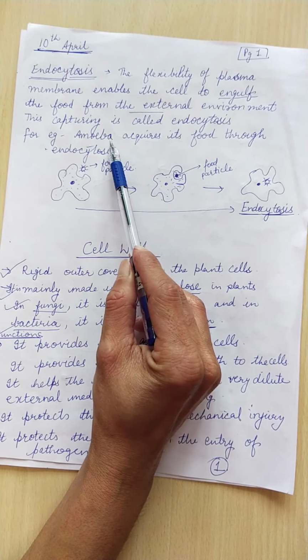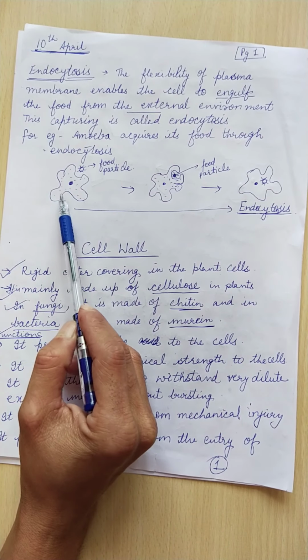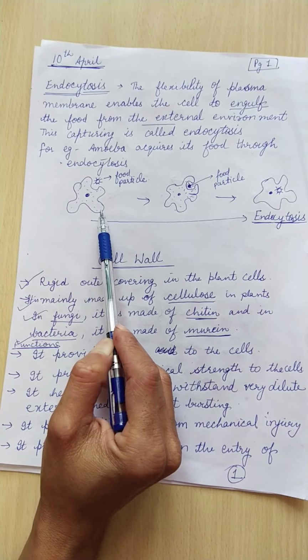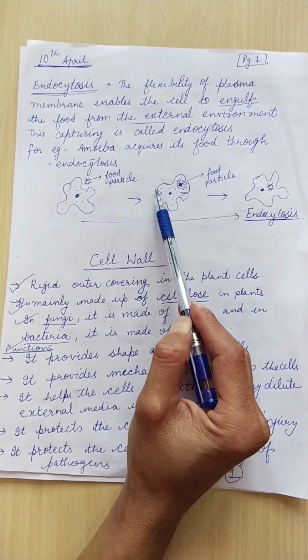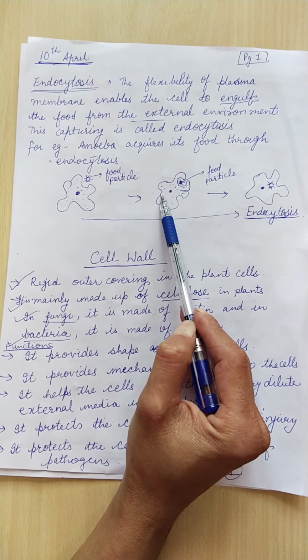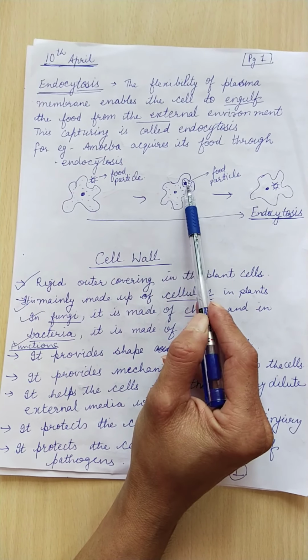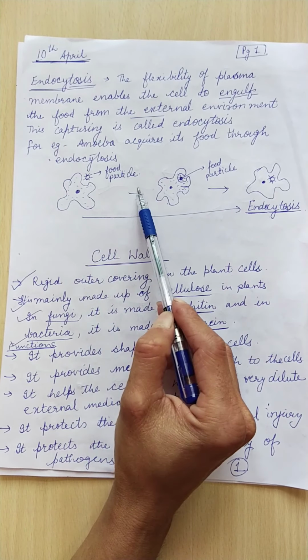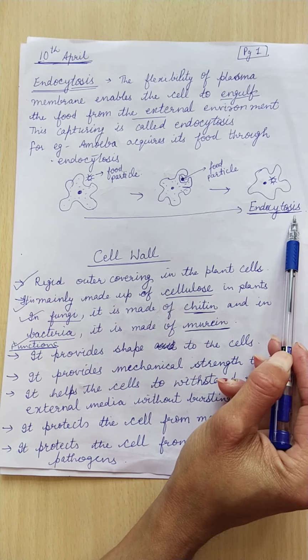For example, amoeba. The amoeba is a unicellular organism and its cell membrane is quite flexible, so it is capable of extending its cell membrane around the food particle and can engulf the food particle. So this process is called endocytosis.